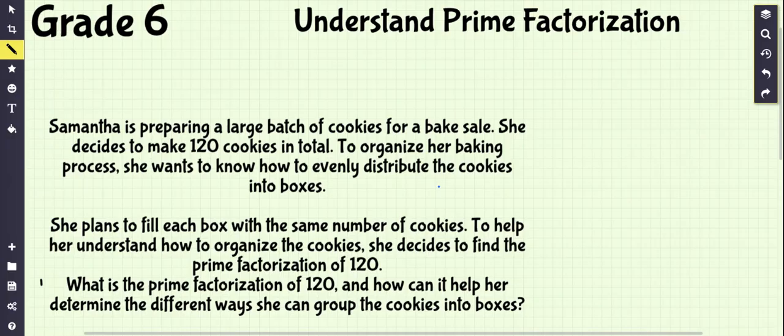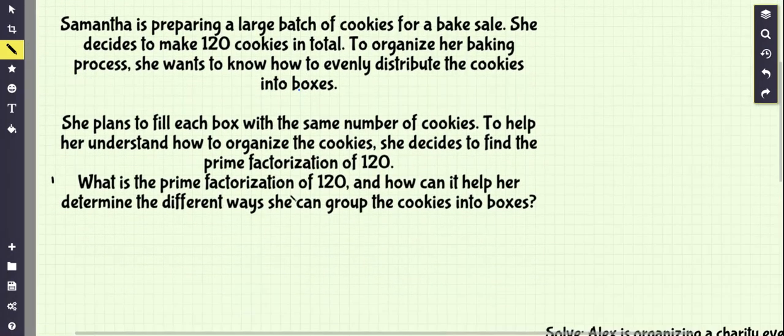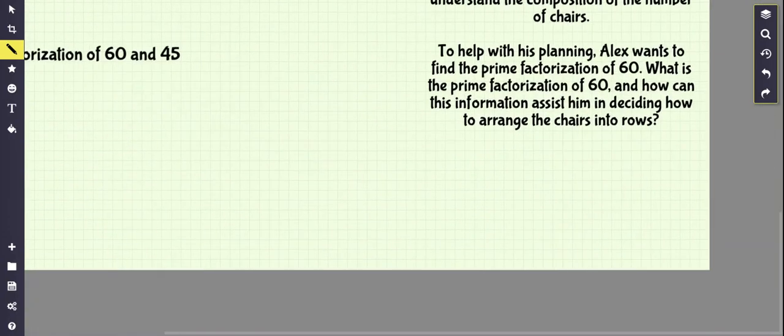Samantha is preparing a large bag of cookies for a bake sale. She decides to make 100 cookies in total. To organize her baking process, she wants to know how to evenly distribute the cookies into boxes. She plans to fill each box with the same number of cookies to help her organize the cookies. She decides to figure out the prime factorization of 120. What is the prime factorization of 120, and how can it help her determine different ways she can put the cookies into boxes? I finally got a word problem for you.